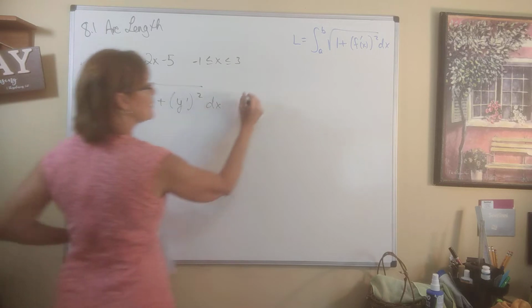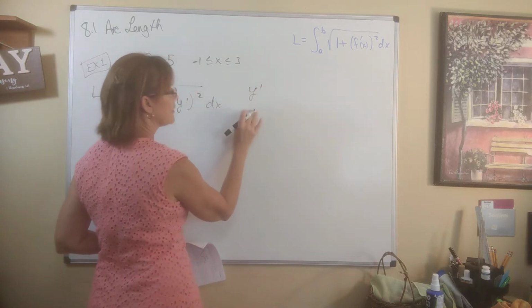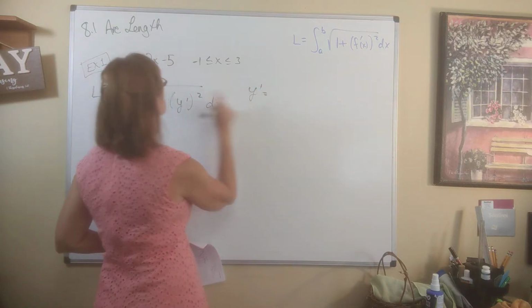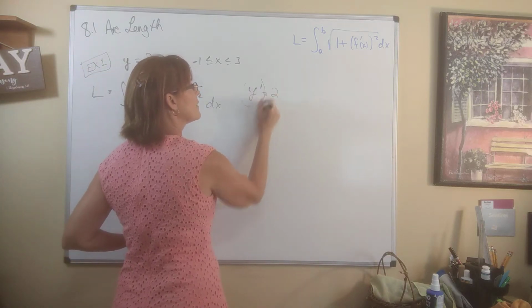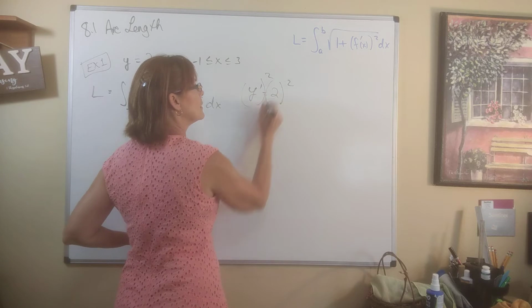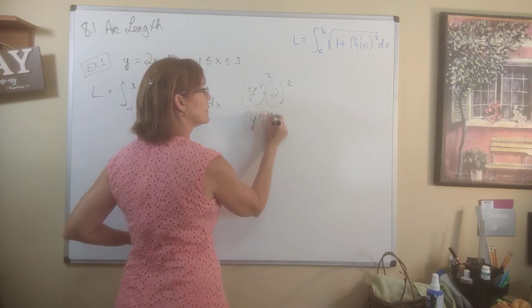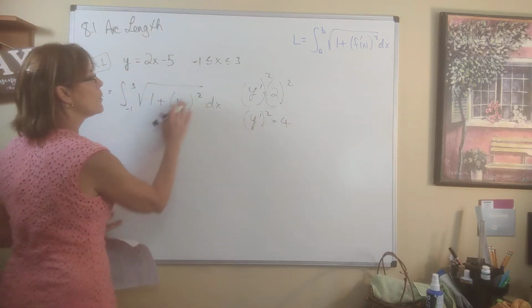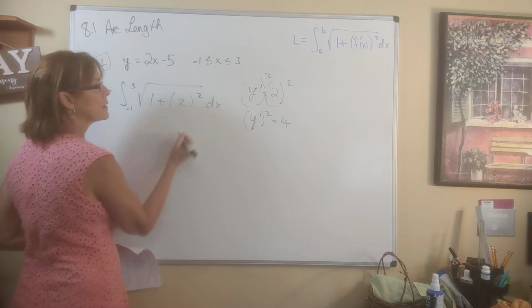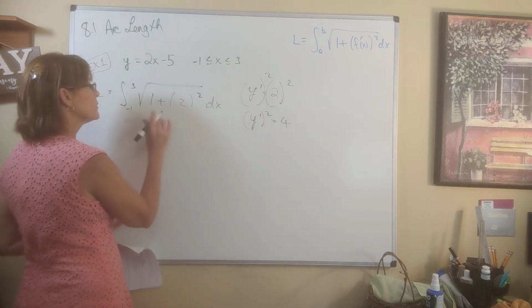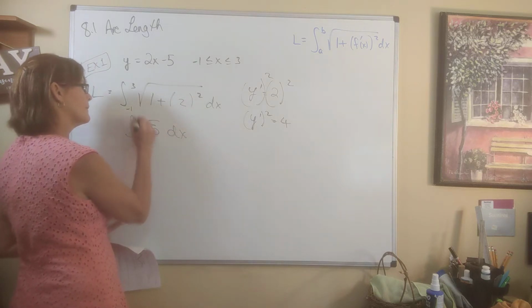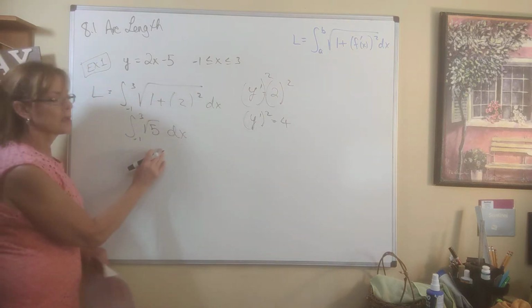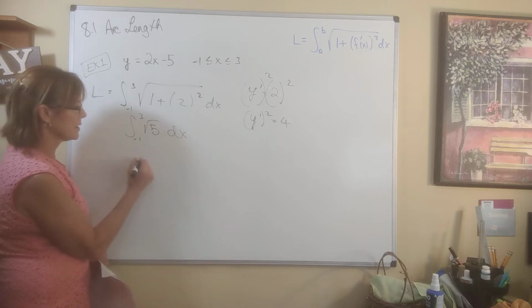So this is y. What is y prime, or dy/dx, however we want to call this? If we take the derivative of this guy, it's just going to be 2. And if we square it, we get 4. So 4 plus 1 is 5. So we're integrating the square root of 5 with respect to x. All right, we integrate a constant. It just is that constant times x.